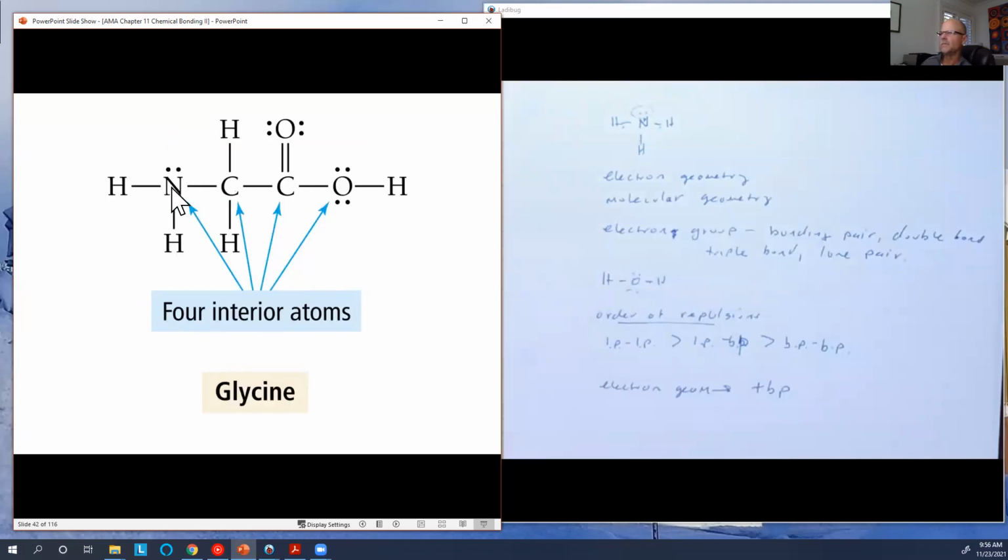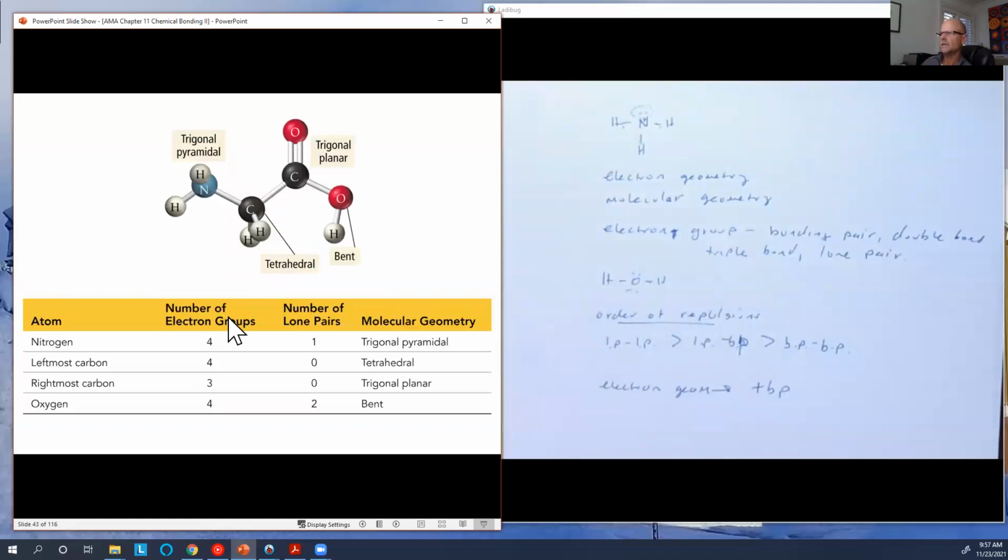What you can do is go through and figure out what the geometry is about each atom. Here we have a nitrogen atom with 4 electron groups, 1 lone pair, so we know that's going to be trigonal pyramidal. Here we have a carbon atom with 4 electron groups, no lone pair, so that's going to be tetrahedral. Here we have a carbon atom with 3 electron groups. Remember, a double bond counts as just a single electron group. So that's going to be trigonal planar. Here we have an oxygen atom with 4 electron groups and 2 lone pairs, so that's going to be bent. So we can put all this together and get a shape for the entire molecule by focusing on each individual interior atom at a time.